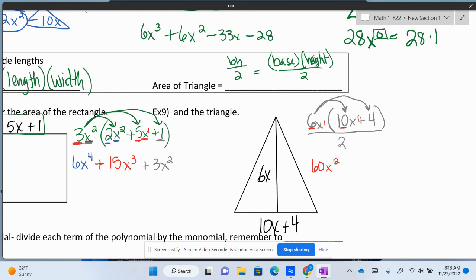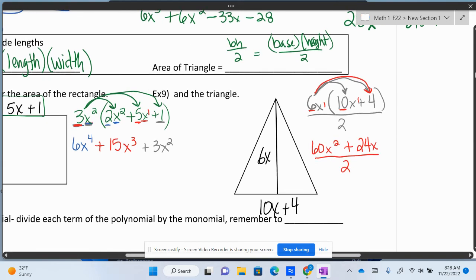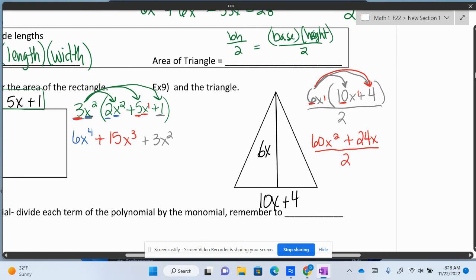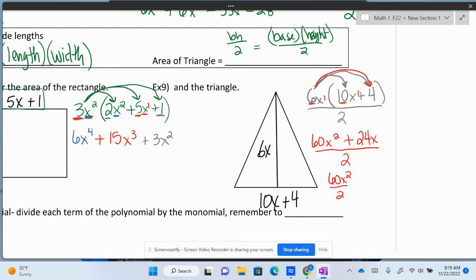Are you guys okay with that? And then 6x times 4 is a positive. 6 times 4 is 24. The x comes along for the ride. The whole thing is getting divided by 2. What does that mean when I'm dividing the whole thing by 2? Every term gets divided by 2. So it really means this, 60x squared divided by 2 plus 24x divided by 2. And that equals 60 divided by 2 is 30x squared. And 24x divided by 2 is 12x.